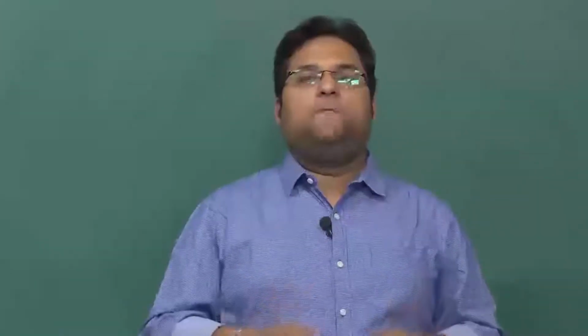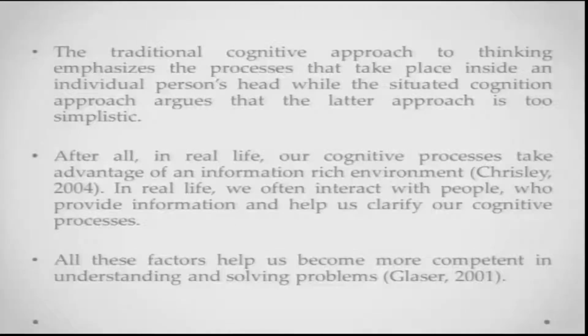Now, the traditional cognitive approach to thinking emphasizes the processes that take place inside an individual person's head, while the situated cognition approach argues that the latter approach is too simplistic. So the cognitive approach will basically say that everything is just happening in the person's head, and the external scenario does not really matter. But the situated cognition approach, or the embodied cognition approach in some sense, says that it is the external environment also that contributes to somebody being able to perform a particular task.